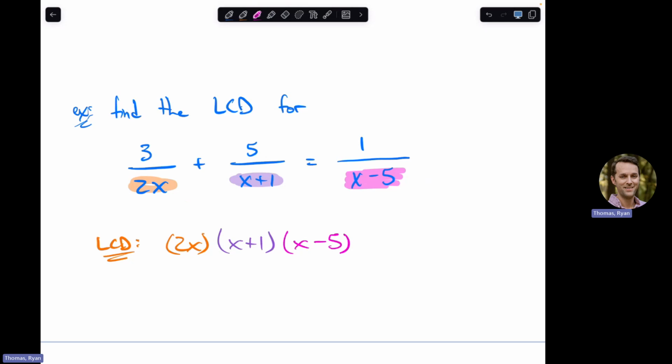Everybody okay with that? Yeah? Okay. All right. So that's one part of the conversation, identifying that least common denominator. Along with that, or maybe at the same time as we're doing that, we can think about domain issues.